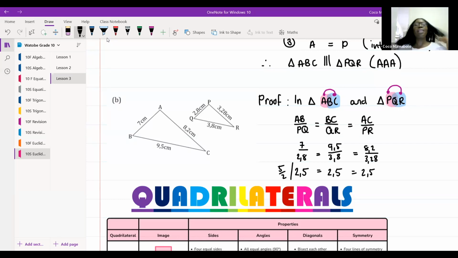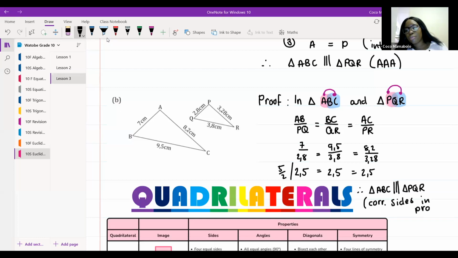Then, because we can see that all the sides are equal to each other, or the proportions are equal, we can therefore say triangle ABC is similar to triangle PQR. And my reason beside is not going to be angle. It needs to be corresponding sides in proportion.